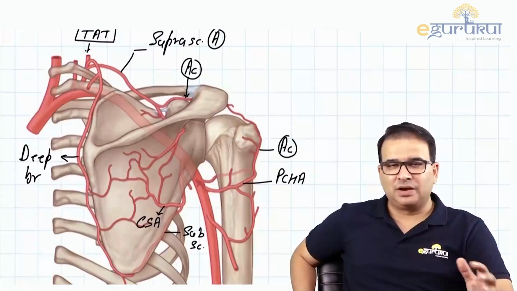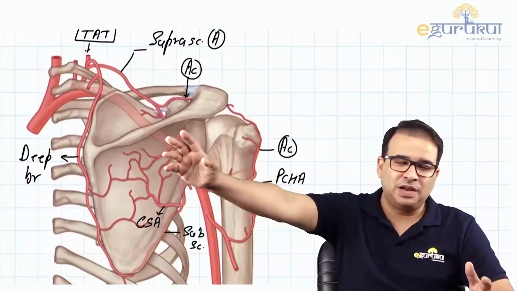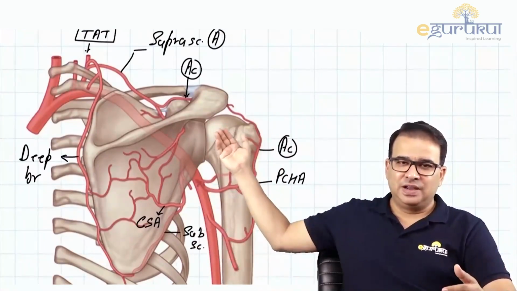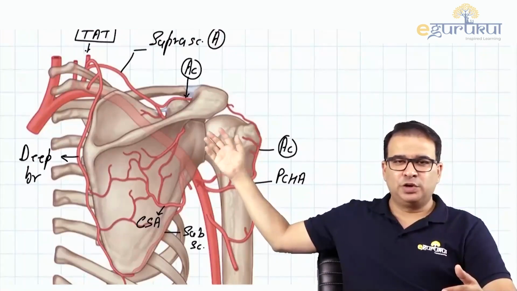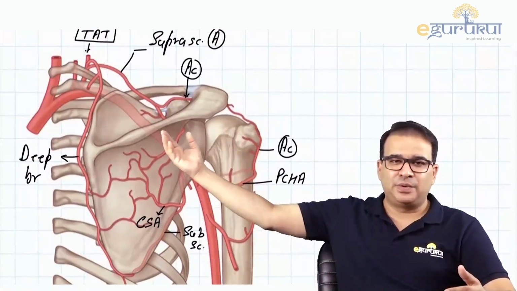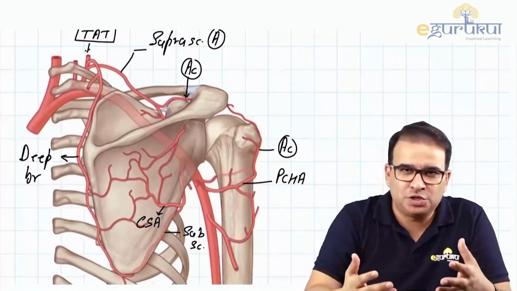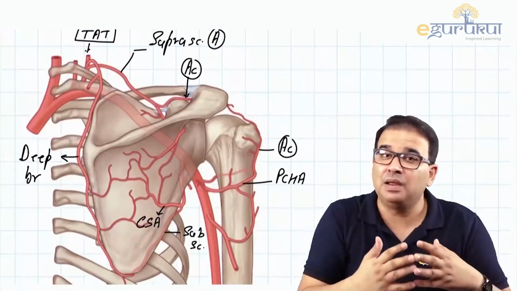So the anastomosis, a rich anastomosis between the first part of subclavian to the third part of axillary artery. As I said already, if there is a dislocation of the shoulder joint, even if the head of the humerus compresses the second part of axillary artery, we still have other channels through which the collateral circulation can be maintained.